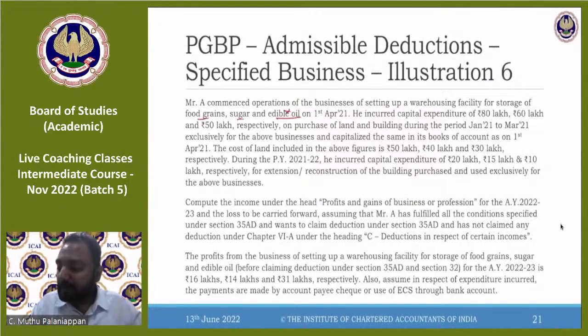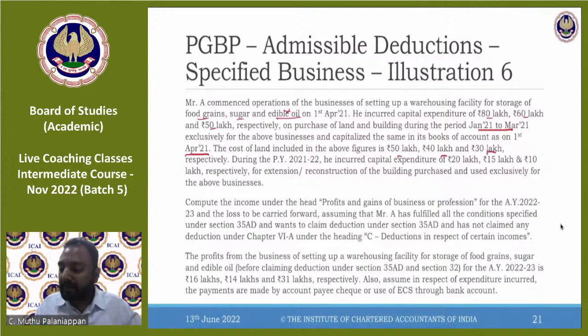So he's incurred expenditure of 80, 60, 50 for 3 businesses. What has he purchased? He has purchased land and building. For the above business, capital is the same in its books of account as on 1st April 2021. He has actually incurred in January to March. That is prior to commencement, but the capitalization date is when? 1st April 2021. So the cost of land included in the above figure is 50, 40, 30.